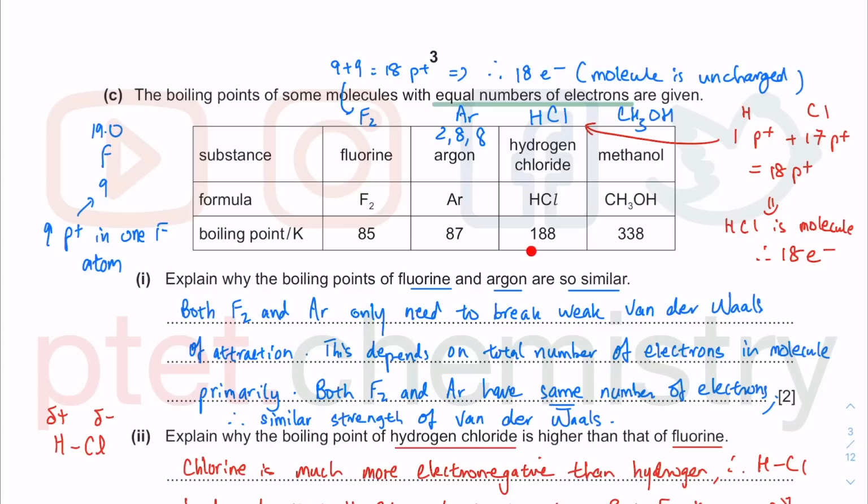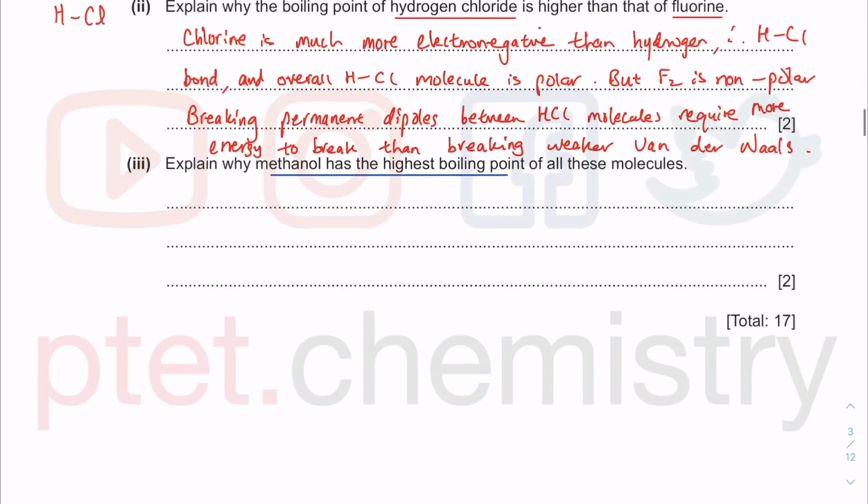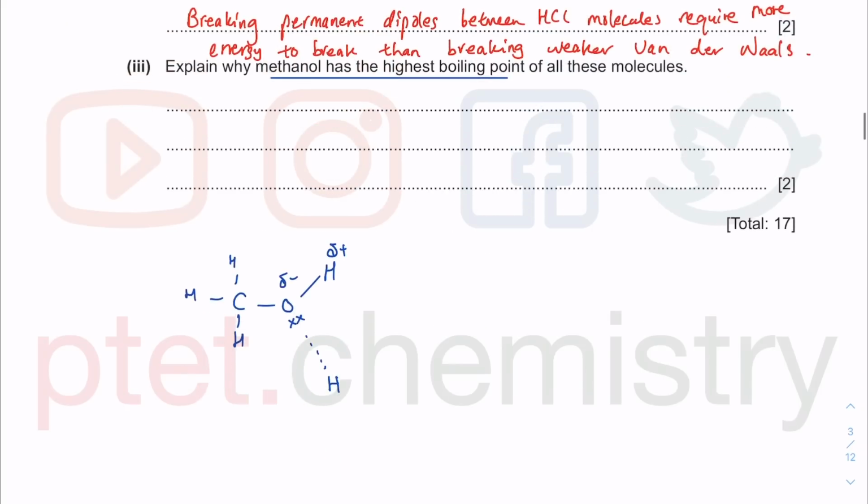So we talk about permanent dipole when we compare this polar molecule, and CH3OH must be polar as well. But between just the normal permanent dipole versus this, which must be a very, very strong permanent dipole, this must be the strongest intermolecular force of all. I know the question didn't ask for it here, but when the time comes, there might be a time when they will ask you to draw and show the hydrogen bond between the molecules, or use a diagram to explain why methanol has the highest boiling point.